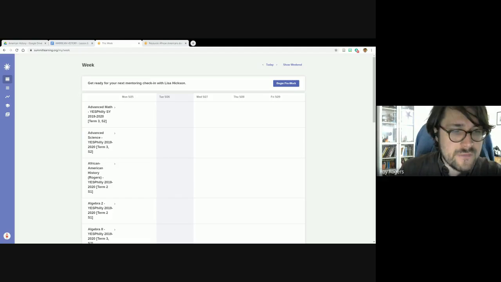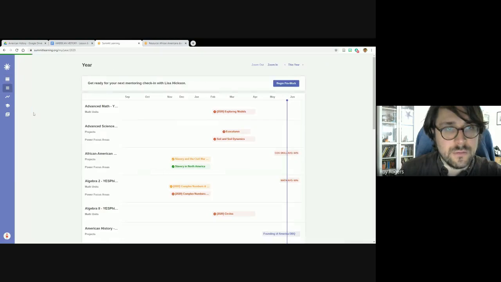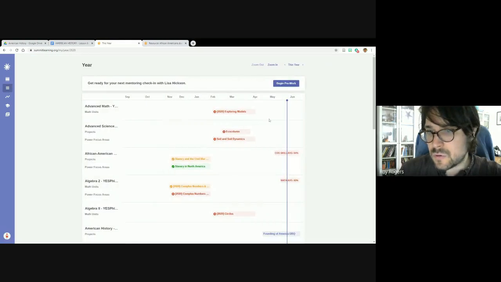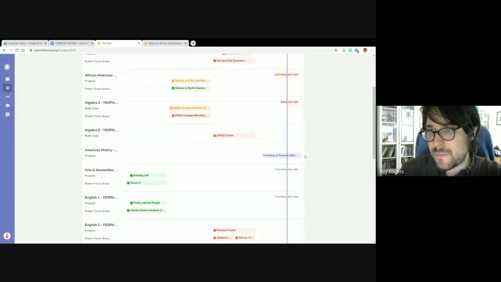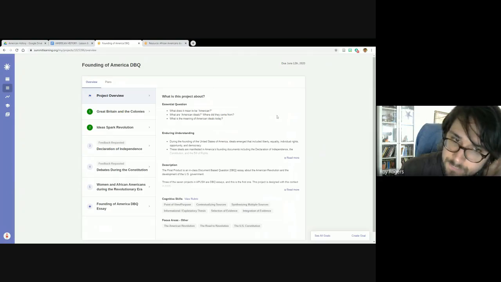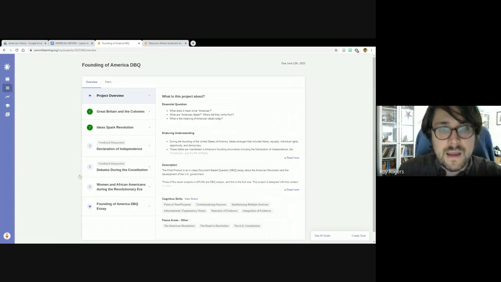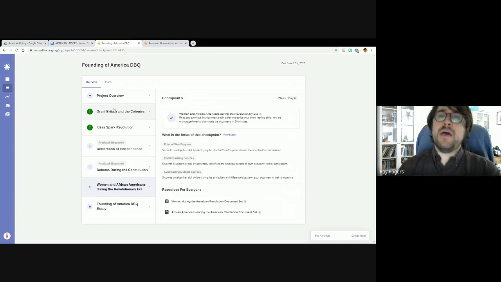All right, so if you log on to Summit, you should see, like we have in Kendra's account here, the week view. Then you want to go over here to the year view, over here on the left side. Scroll down to where it says Founding of America DBQ. Click on Founding of America DBQ. I've got to check out Kendra's 3rd and 4th checkpoints. And then Women and African Americans during the Revolutionary Era. That is what we're going to be working on right now. We're going to be working on checkpoint 5, okay?